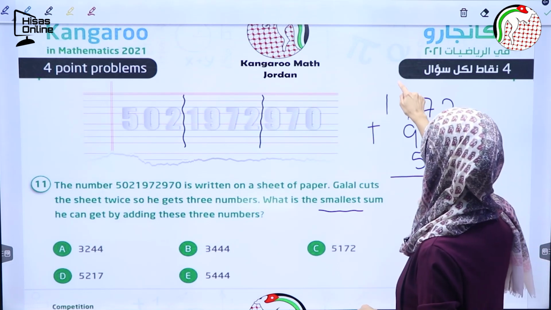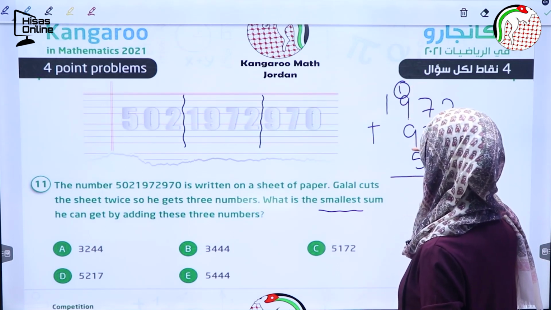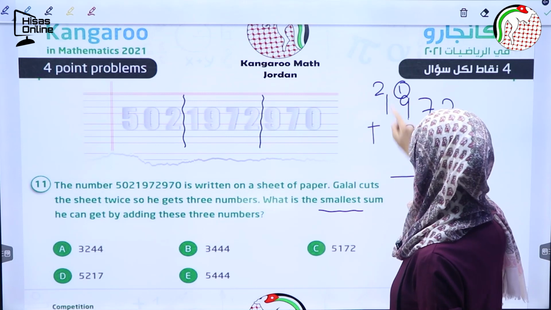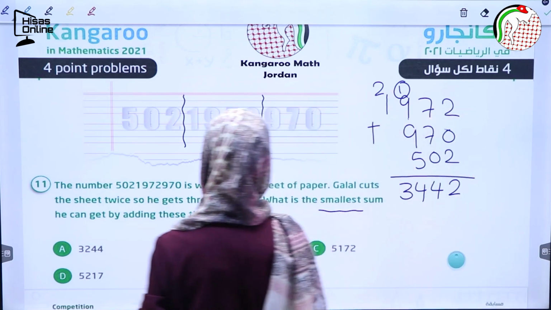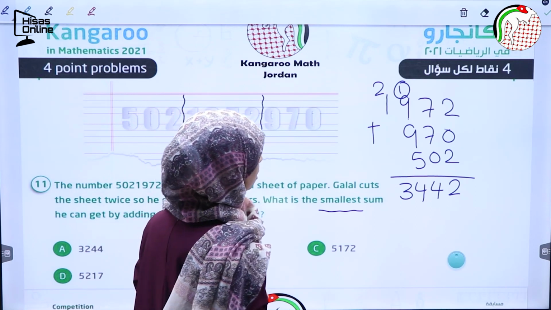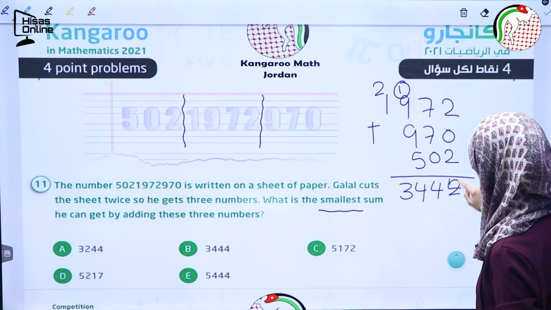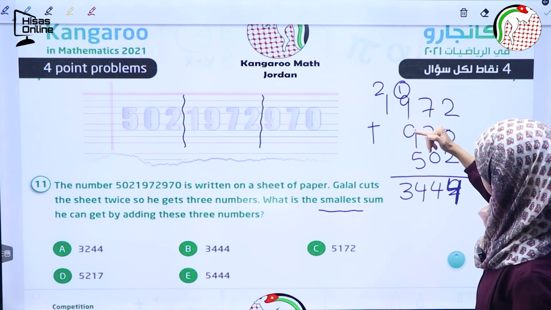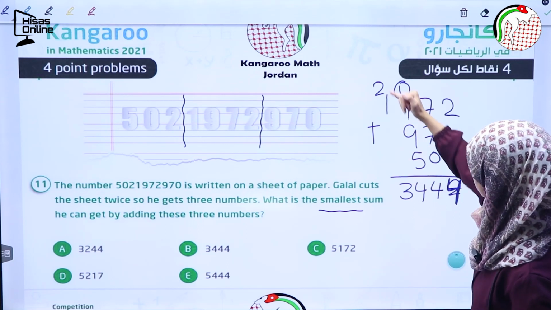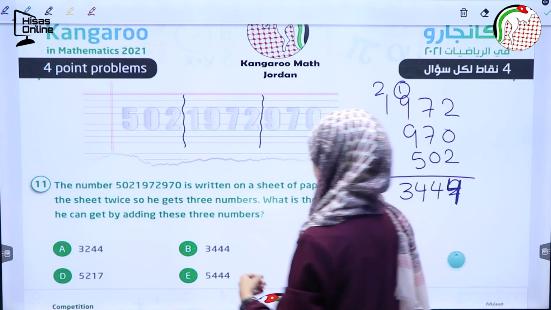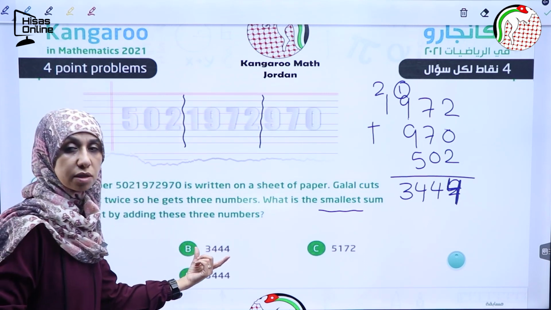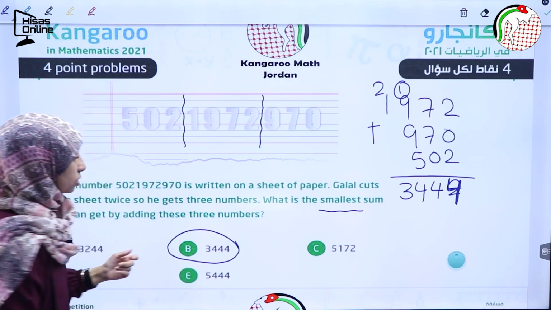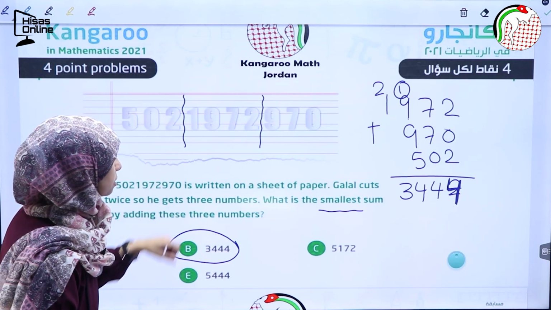7 plus 7 is 14. Now 10 and 19. Now 24 and 3. So 3,400. 2 plus 2, 4. 7 plus 7, 14. 9 plus 1, 10. And this is 14. That makes 24. And this is 3. So the smallest sum that I can have from the 3 numbers will be B, which is 3,444, which is the right answer.